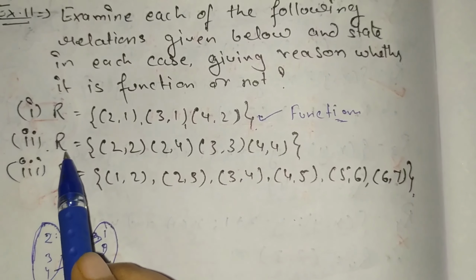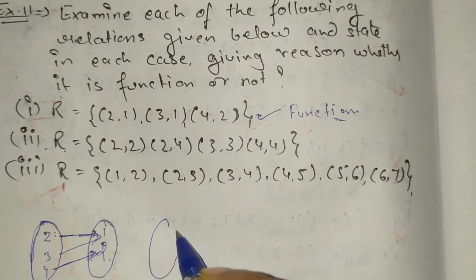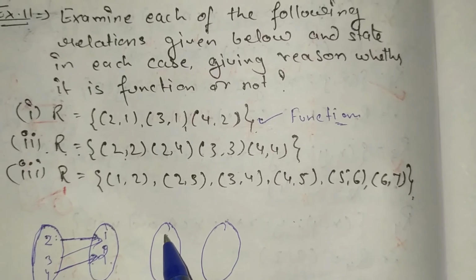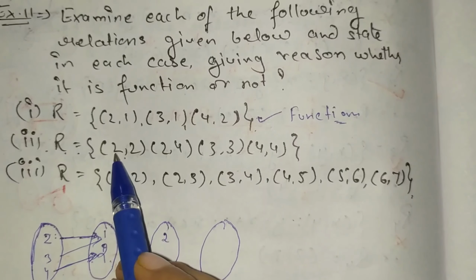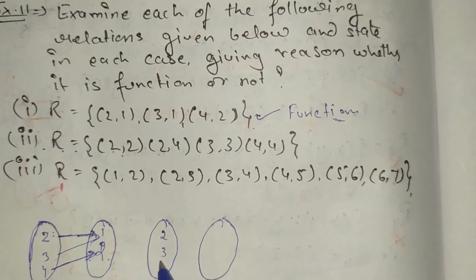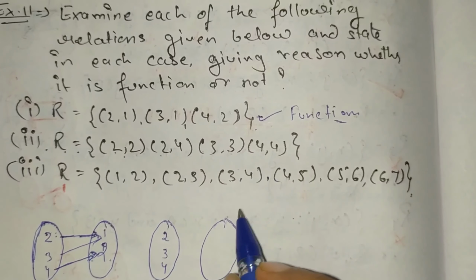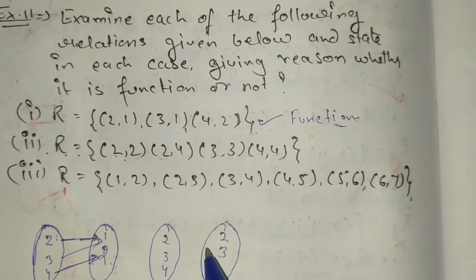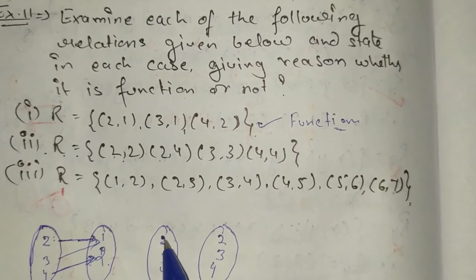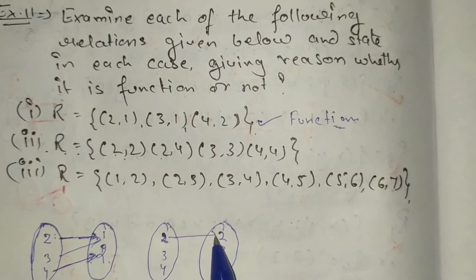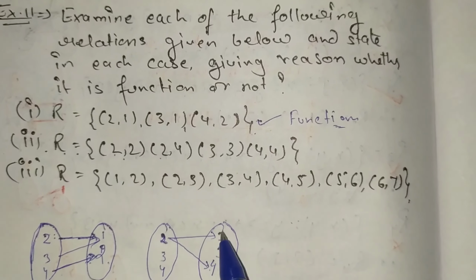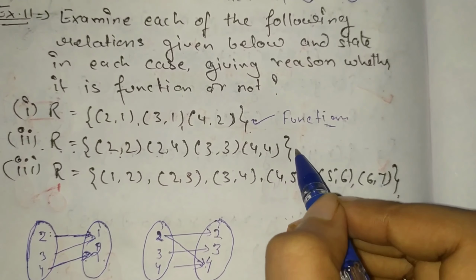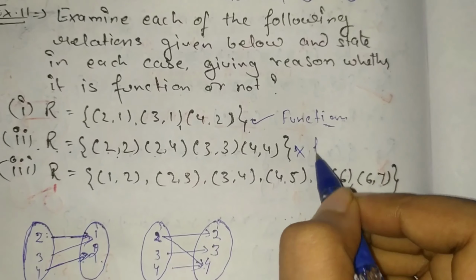Now come to the second relation. Again make an arrow diagram in which the elements from the first set are 2, 3 and 4, and the elements from the second set are 2, 3 and 4. Now here we can see that element 2 of the first set has more than one image in the second set, therefore this relation is not a function.